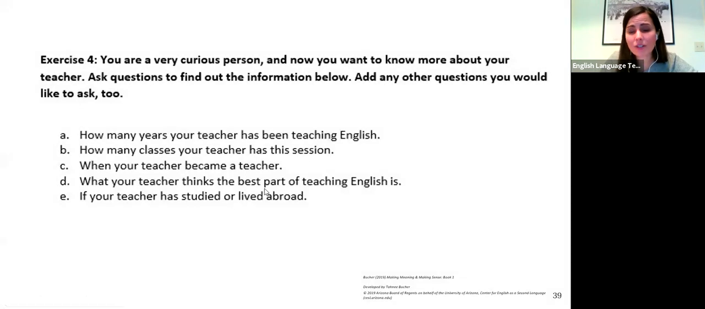And then another exercise that I've done, I haven't done this in a test like this, but when I was preparing this presentation, this is something you can use as a speaking test, a speaking grammar test, right? So you have your students interview you, and you can judge whether they're asking questions correctly, or whatever topic you're teaching them, right? So in this case, you want to know more about me. So we want to engage in conversation, and they have to ask me, how many years have you been teaching English? How many classes do you have this session, right?